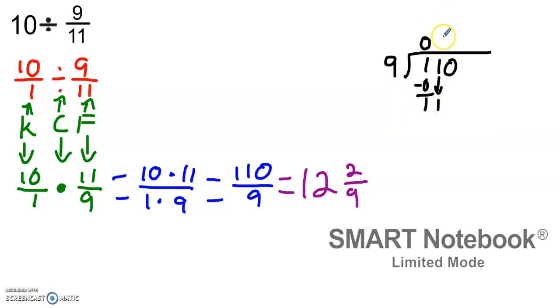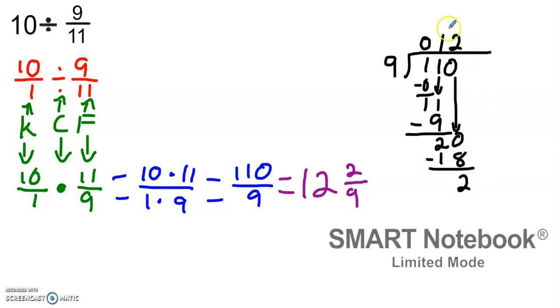9 goes into 11 one time. 1 times 9 is 9. 11 minus 9 is 2. I then bring down the 0. 9 goes into 20 2 times. 2 times 9 is 18. And 20 minus 18 gives me 2.